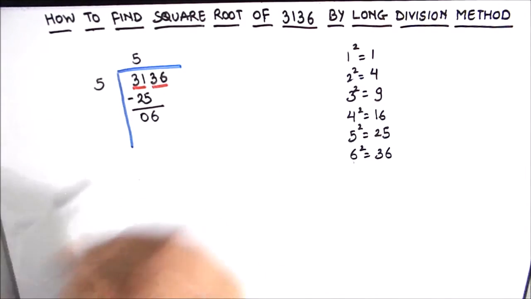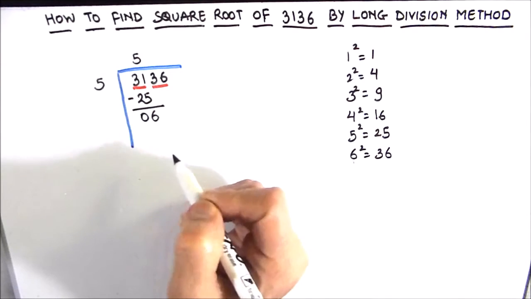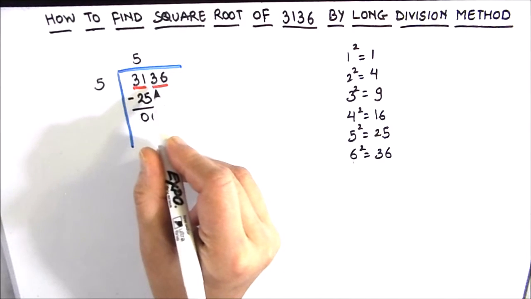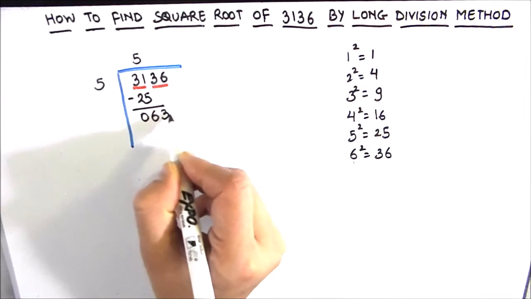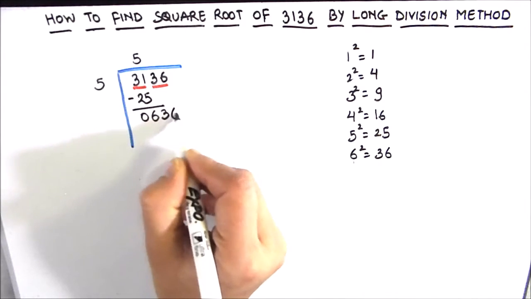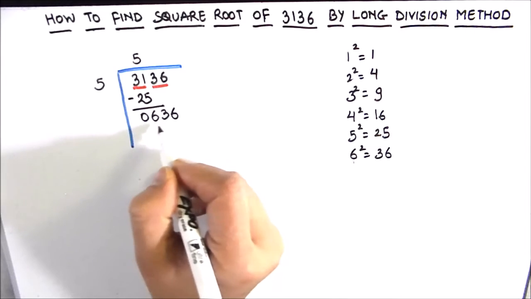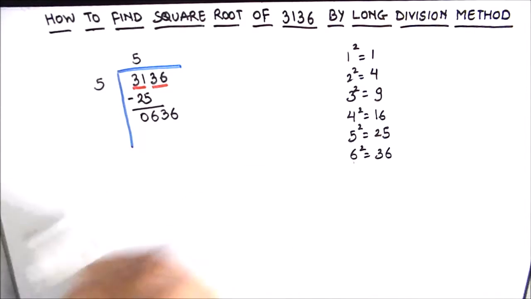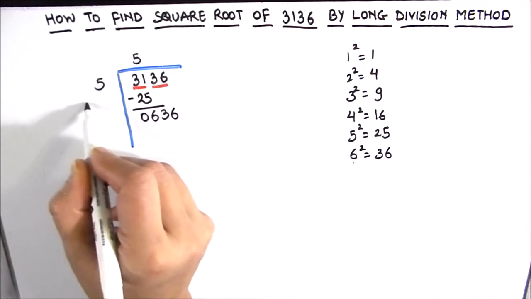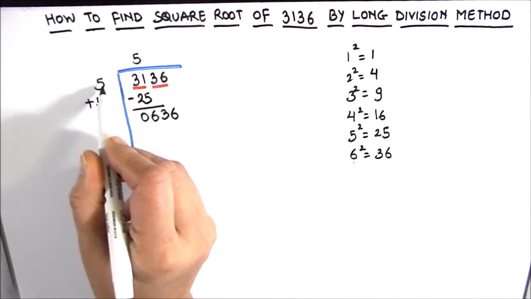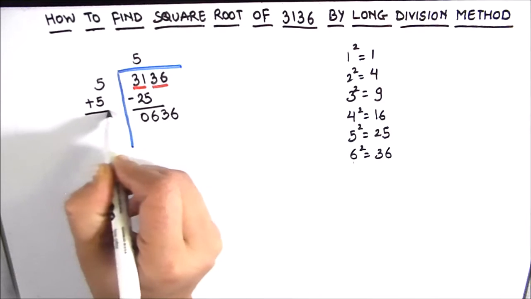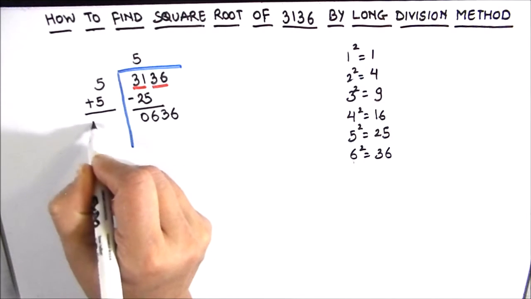The next step is to bring down the next group of numbers. So we bring down 36 together, not only 3, we bring 36 together. So our new dividend is 636. For finding the new divisor, we add the same digit 5 to our initial divisor to get the first digits of the new divisor.